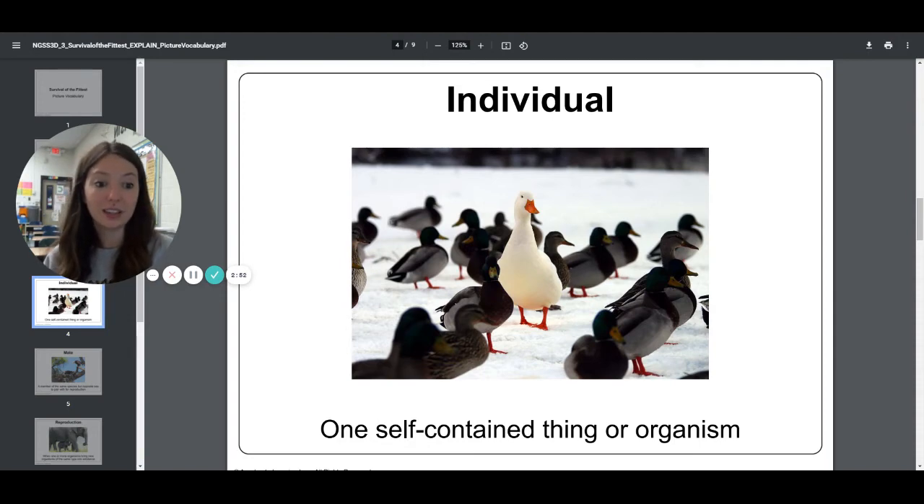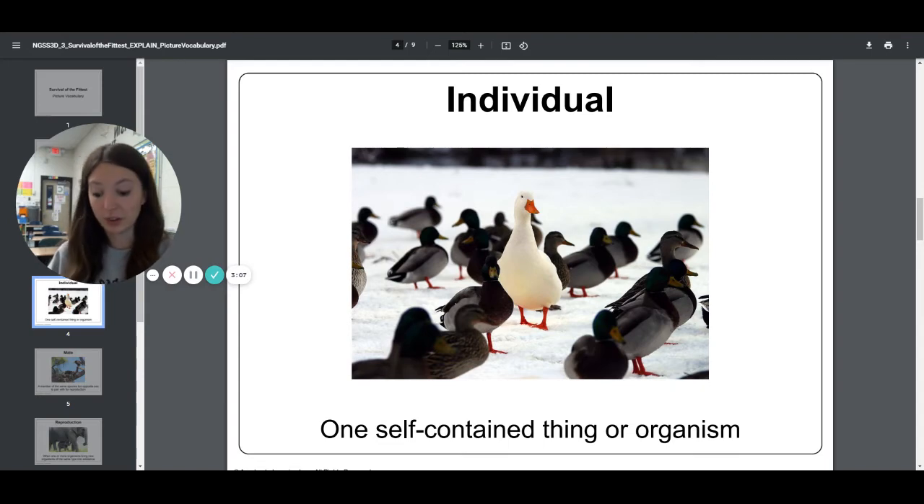One self-contained thing or organism. So right here we see this white bird, and that is one individual. Each one of these ducks would be one individual. An individual is just one self-contained thing.